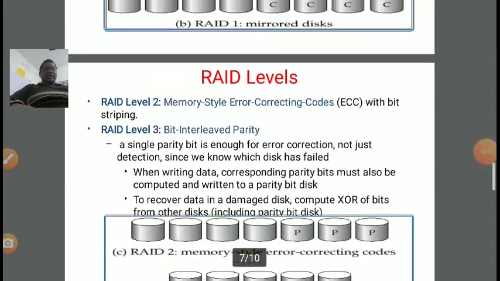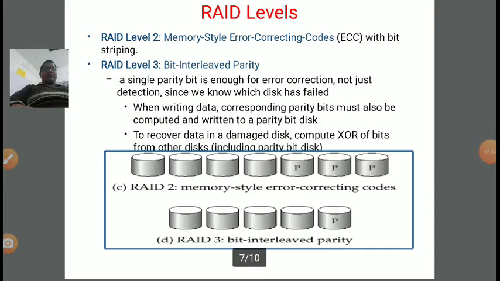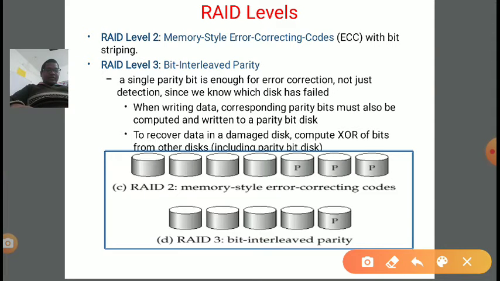Now next is RAID level 2. RAID level 2 is based on the concept of ECC. ECC means error correcting code, memory style, and it is used with bit striping. Generally bit striping is not used, but in level 2 we are still using bit striping. So if you see the level 2 diagram, some are the original disks and some are the mirror disks. In RAID 2, memory style error correcting code is imposed with bit level striping, right?